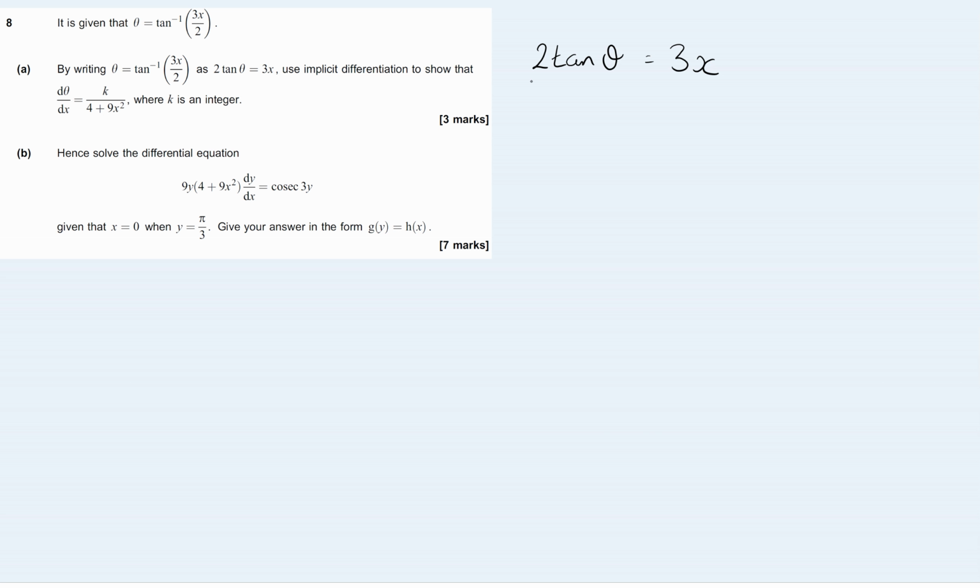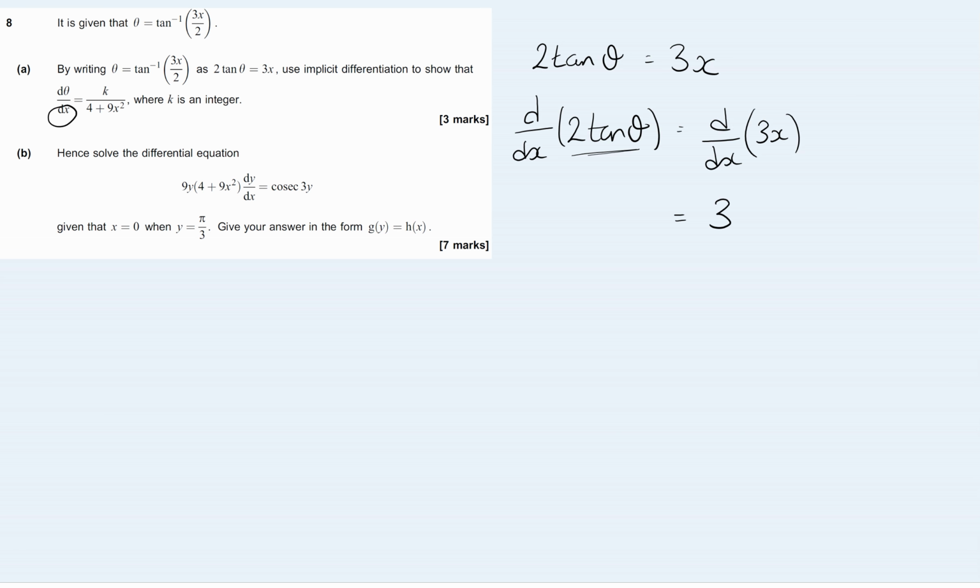So what I'm looking to do is to use implicit differentiation on this thing here. So I'm going to differentiate both sides with respect to x, because I want dx, but I'm differentiating theta with respect to x. So I'm doing d dx of 2 tan theta, and I'm differentiating with respect to x 3x. Okay, so that's what this notation here tells me. Now, if I differentiate the right-hand side first, that's nice and straightforward, because 3x differentiated with respect to x is going to leave me with just the integer 3.